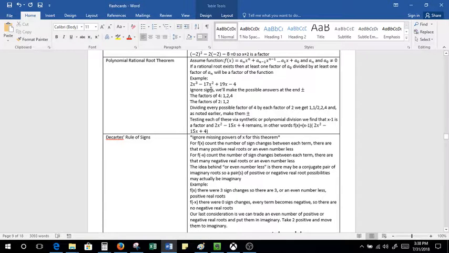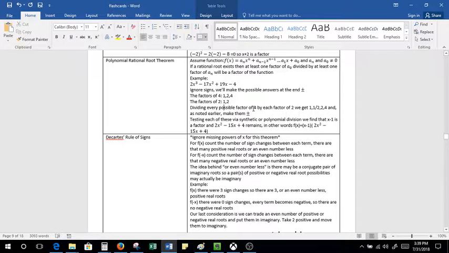We're going to ignore the signs for now. We'll make the possible answers plus or minus at the end to deal with that. The factors of 4 are 1, 2, and 4. The factors of 2 are 1 and 2. So if a rational root exists, one of the a0 factors, so that would be 4, divided by at least one of these factors will be a factor of the whole function. So let's do that.